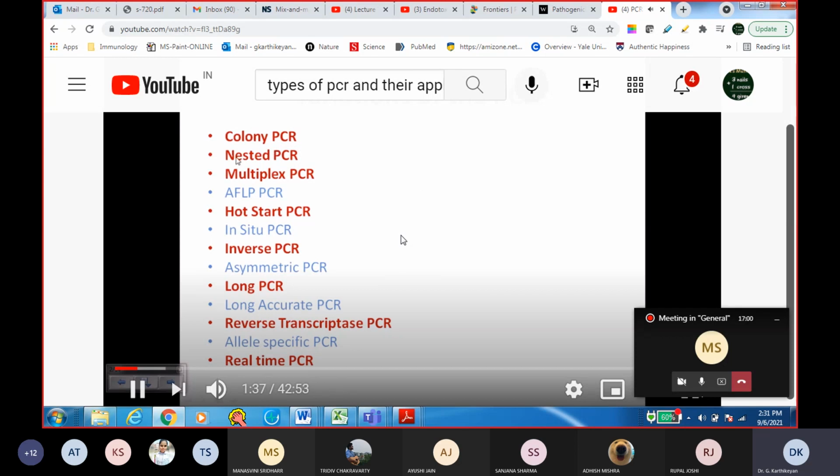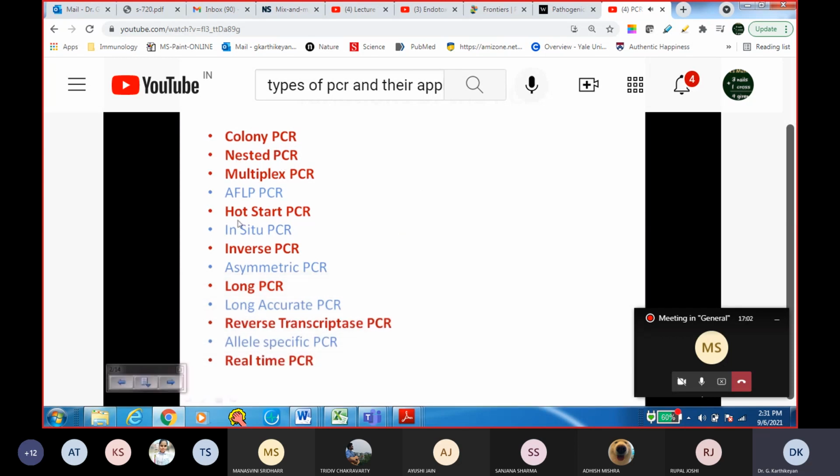The red color ones are colony PCR, nested PCR, multiplex PCR, hot start PCR, inverse PCR, long PCR, as well as reverse transcriptase PCR. Now remember, this reverse transcriptase PCR is also called RT-PCR, R for reverse, T for transcriptase. But if you look at real time, it is also R for real, T for time. RT-PCR denotes reverse transcriptase PCR, not real time PCR, because I have found students who confuse this. They thought RT-PCR means real time, but actually RT-PCR is reverse transcriptase PCR. So be careful about this part.